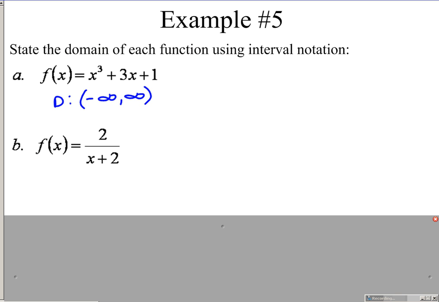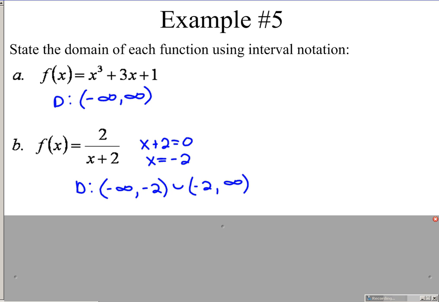Letter B. Here we do have the possibility of a domain restriction. We have a variable down in the bottom. Take that denominator and set it equal to 0. We know x cannot be negative 2. x can be anything else but negative 2. When x can be anything, it's negative infinity to infinity. When x can be anything but negative 2, we still start at negative infinity and go up to negative 2, not including it, union the interval that begins again at negative 2 and goes out to infinity. Basically, we've taken negative infinity to infinity and pulled out negative 2 because x cannot equal that value.